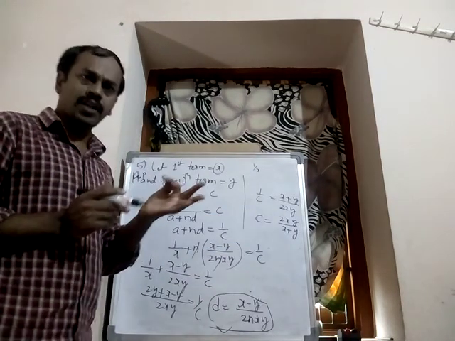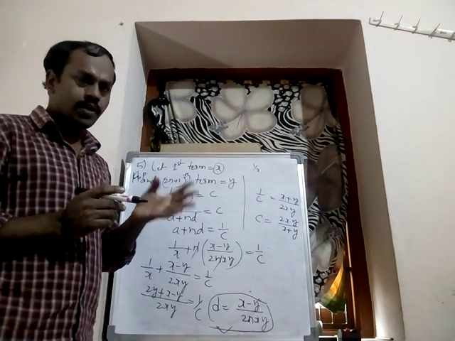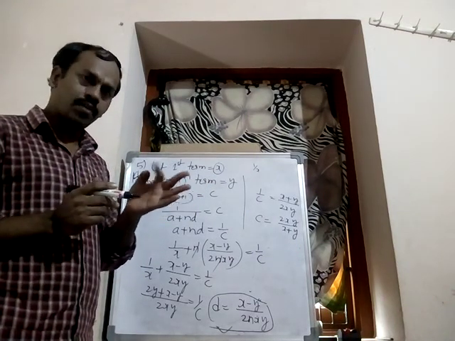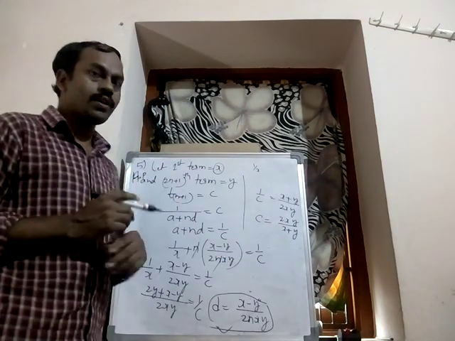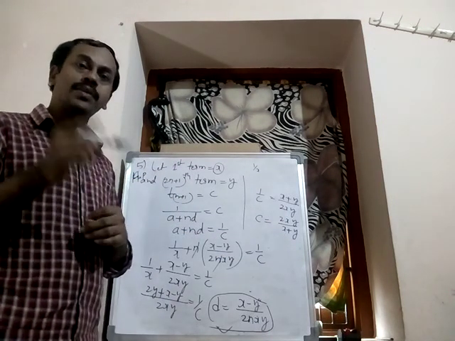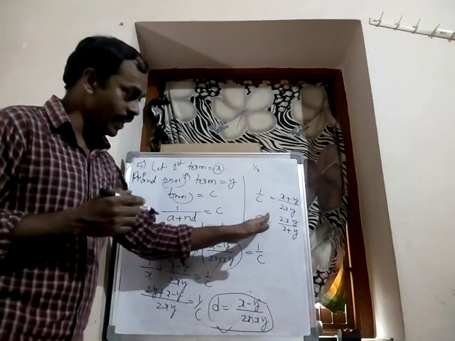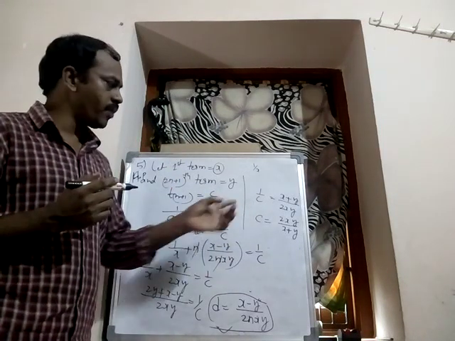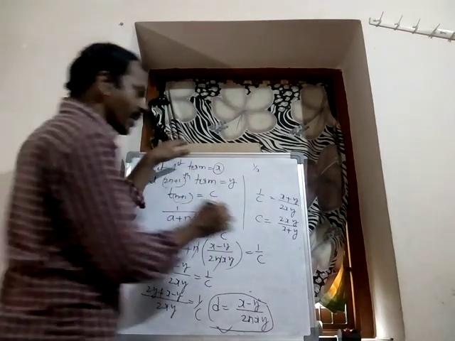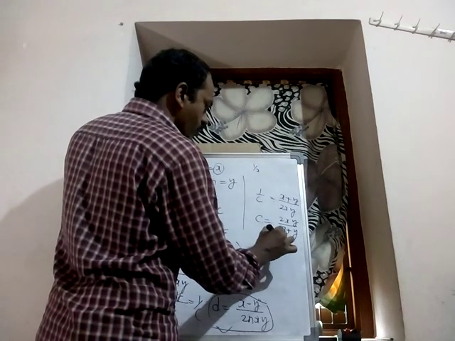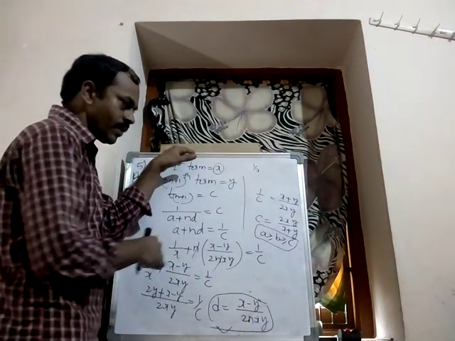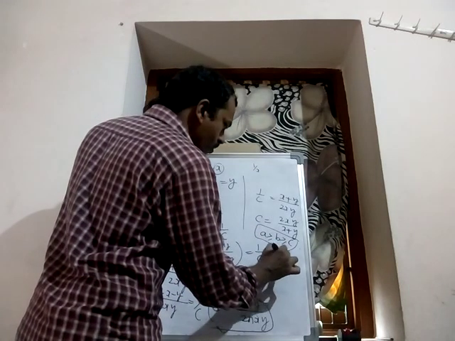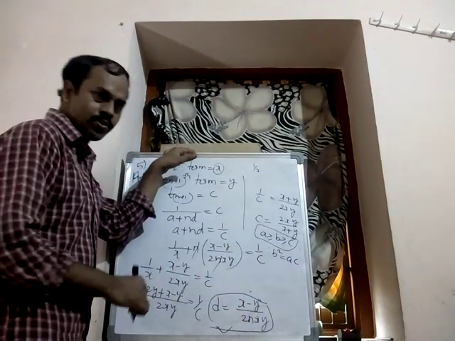Arithmetic mean of x and y is (x plus y) by 2. Geometric mean of x and y is square root of xy, and harmonic mean of x and y is 2xy by (x plus y). So what is the relation between a, b, c? a is arithmetic mean, b is geometric mean, c is harmonic mean. Then what is the relation? a is greater than or equal to b is greater than or equal to c. This is one relation. And b square is equal to ac. This is another relation. b square is equal to ac.